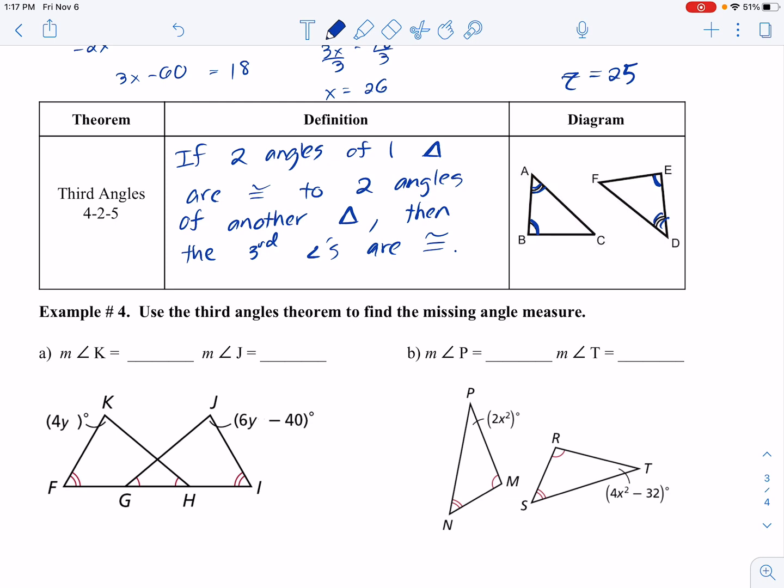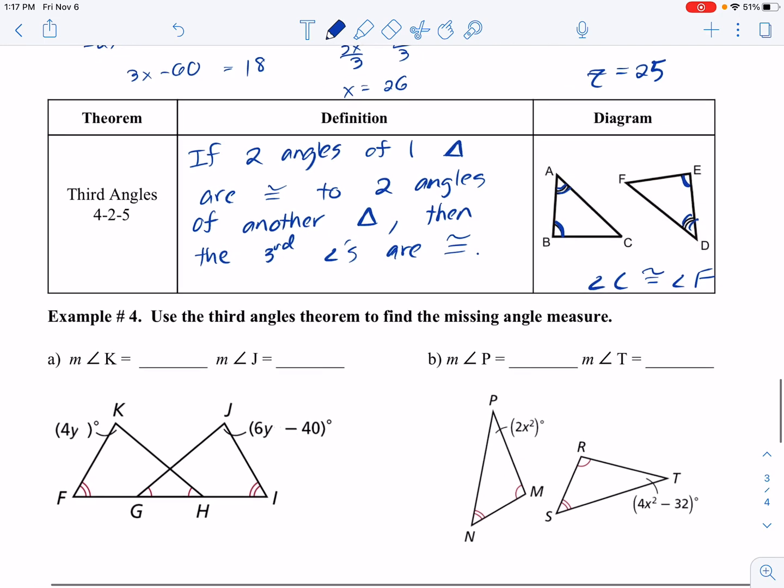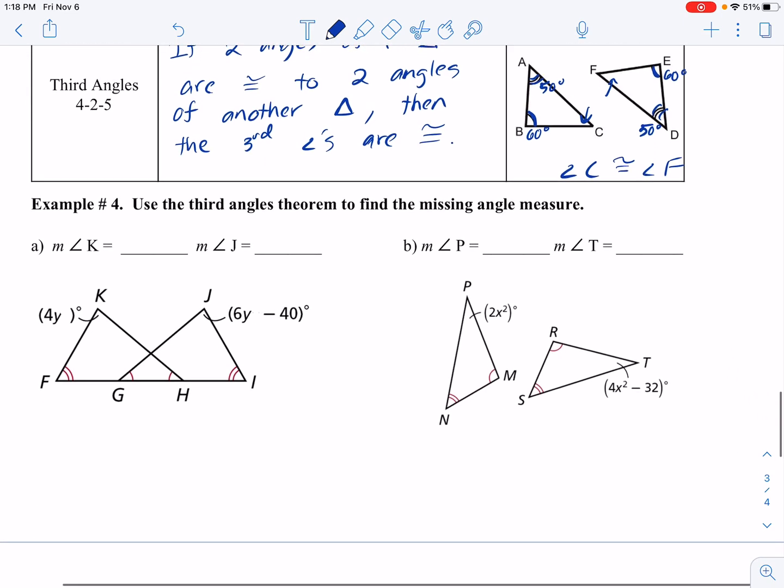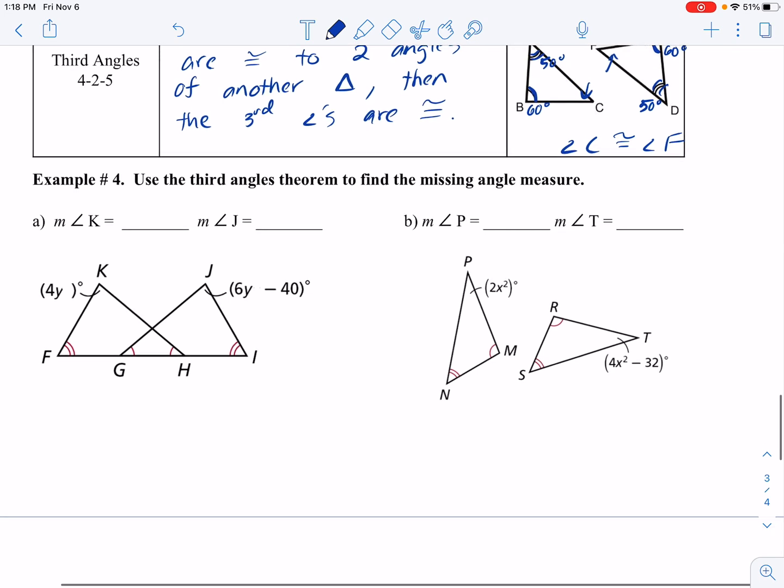D and A are congruent, B and E are congruent, therefore we can say angle C has to be congruent to angle F. Think about it if we were using the sum of the interior angles theorem. If this was, say, 60, and this was 60, and A was 50, and D was 50, well, these two angles have to equal the same measure in order for these two angles to be congruent, right? Okay. Let's use that here for example.